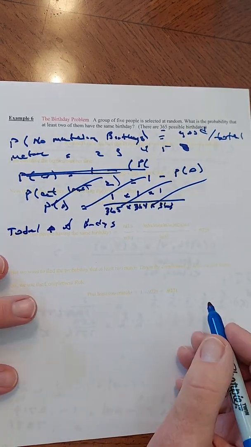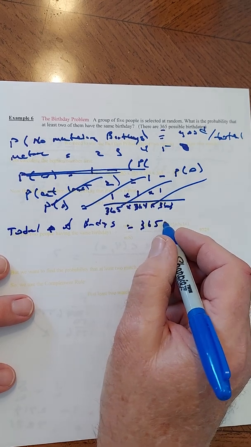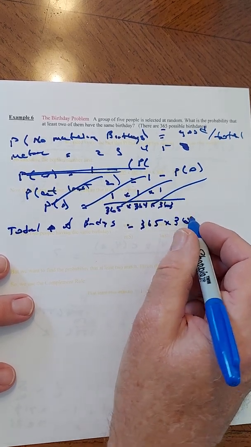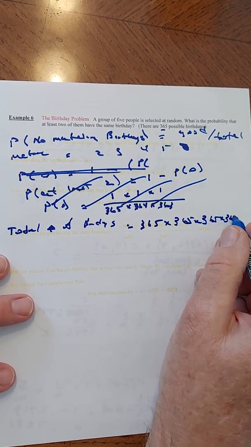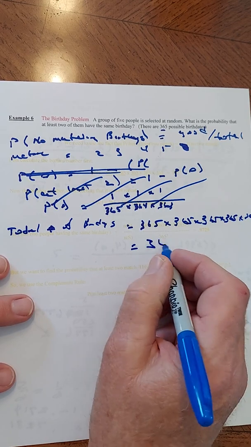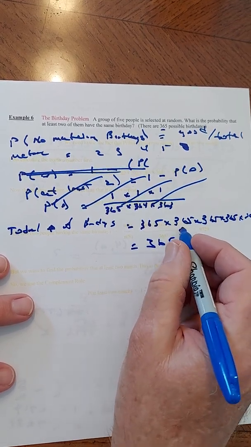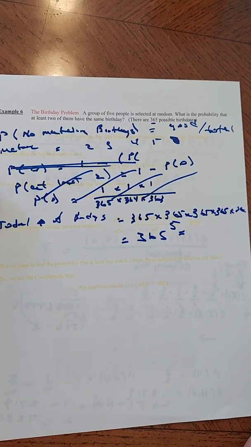This will be easier for you. Total number of birthdays would be, you have 365 for the first, 365 for the second, 365 for the third, 365 for the fourth, and 365 for the fifth, okay? That's 365 raised to the fifth, which is a really big number. I'm just going to leave it like that for right now.